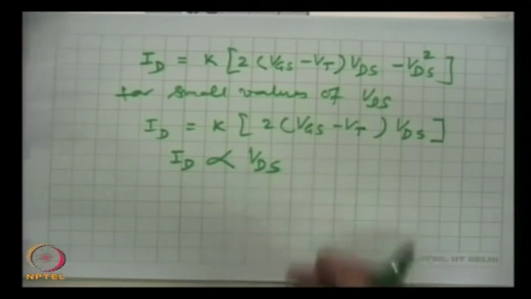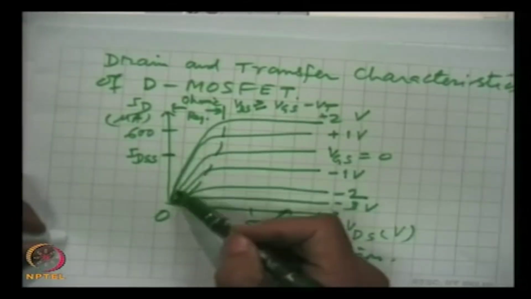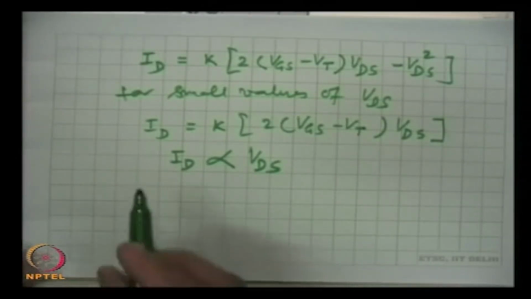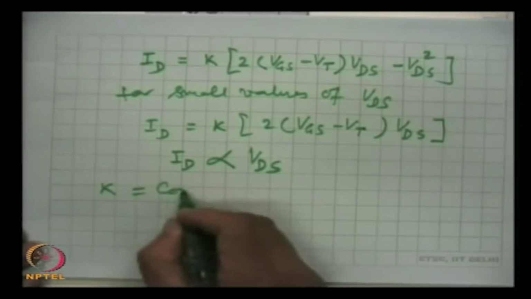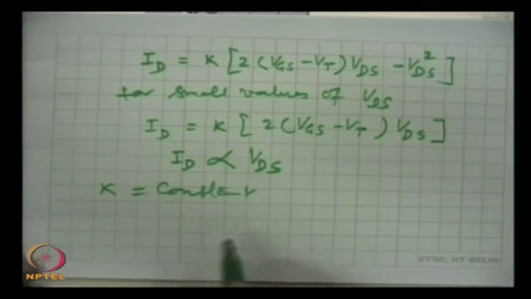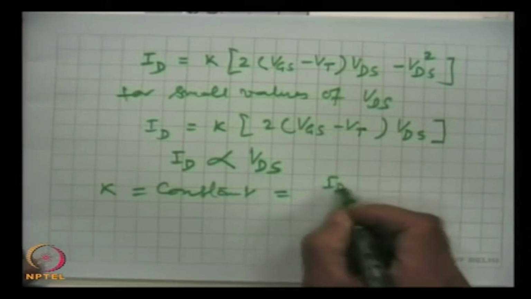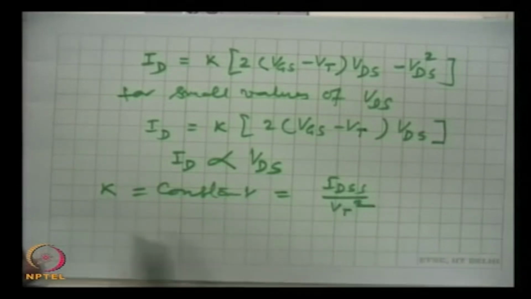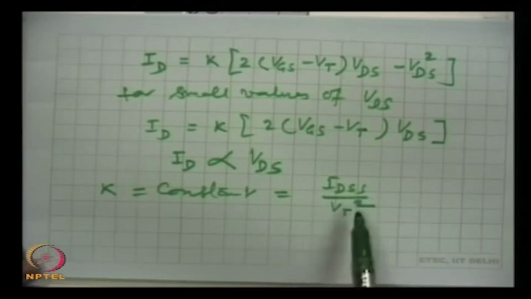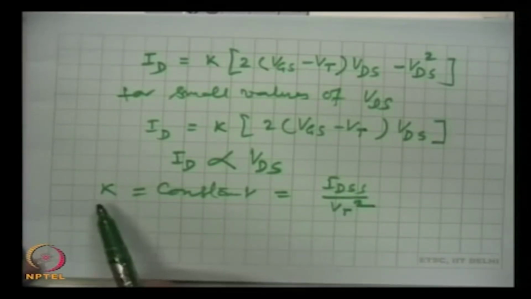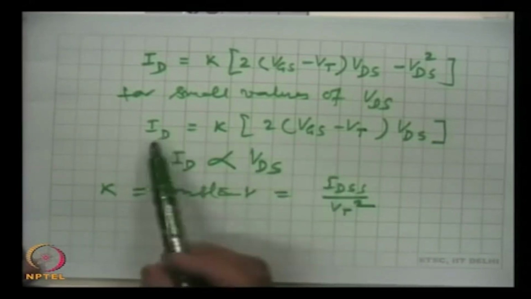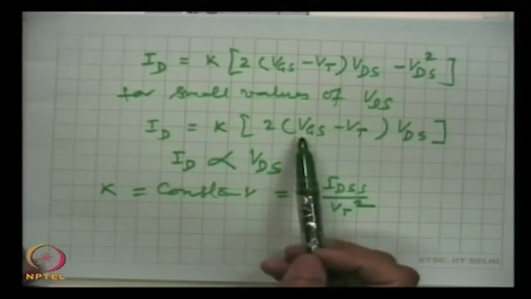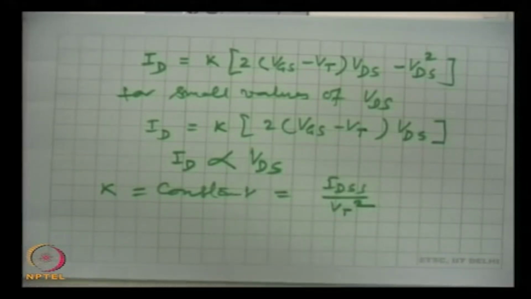This is what we observe here. The current is dependent on VDS, and almost linearly it varies with VDS, and K is a device constant, equal to IDSS by VT square. This is the constant K. The IDSS is known for the device, VT is known, so we can calculate this K, and we get the relation for the drain current as a function of VDS, and it also depends on VGS. So, this is how we explain the ohmic region.